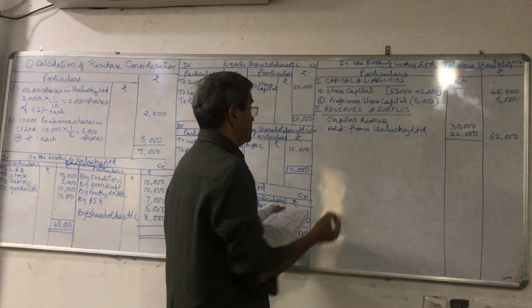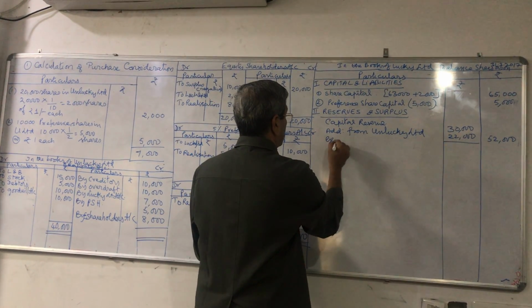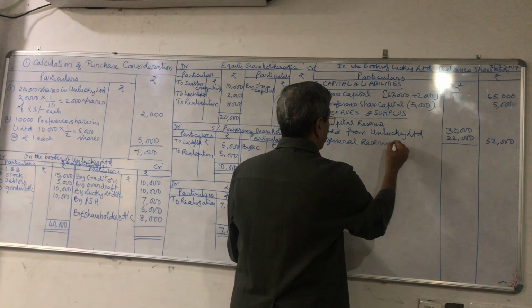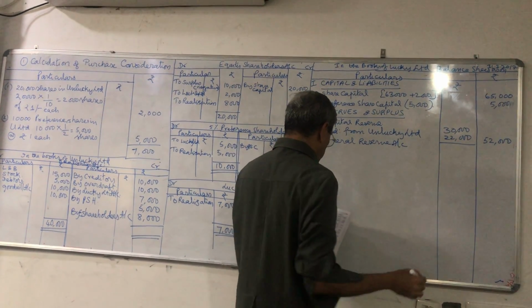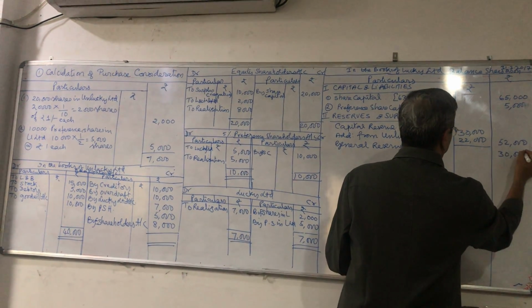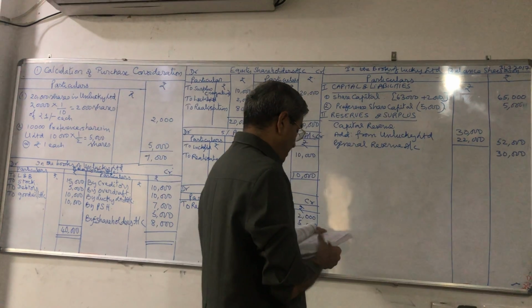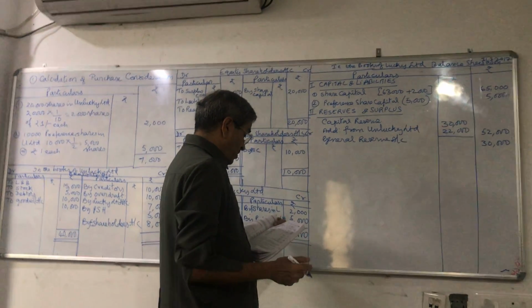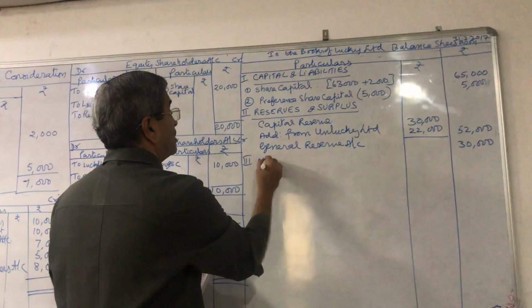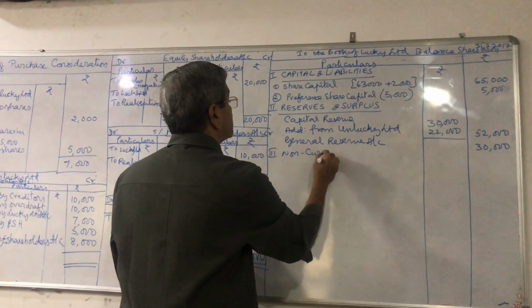Then comes general reserve. There is only general reserve in Lucky Limited. You show that 30,000 in the outer column straight away. Then comes non-current liabilities. The third one is non-current liabilities.